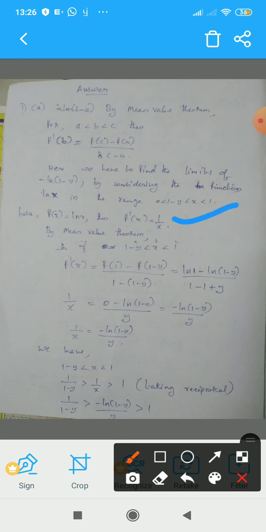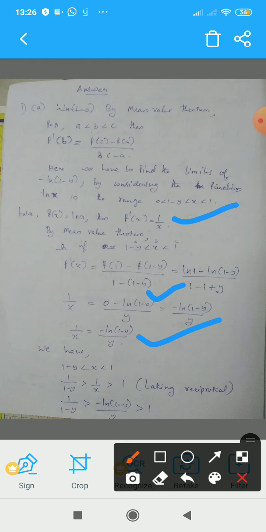That is, thus we got 1 by x is equal to 0 minus log 1 minus y, this is y. Okay. 0 minus log 1 minus y whole divided by y. Here plus 1 and minus 1 got cancelled and the denominator becomes y. So we got minus log 1 minus y by y. Thus, we got 1 by x is equal to minus log 1 minus y by y. Okay. Thus, we got 1 minus x like this.